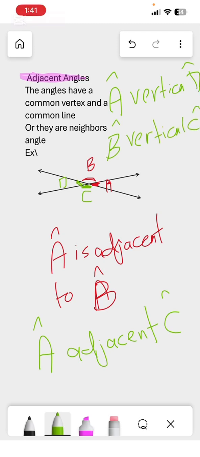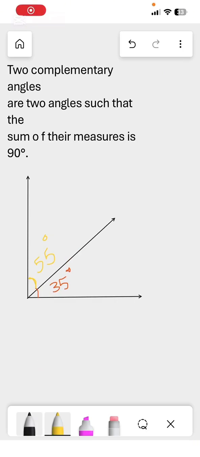So in short, vertical angles are those angles that are opposite to each other, like C and B, and like D and A. And adjacent angles are those angles that have a common line and a common vertex, like A and B, B and D, D and C, C and A.